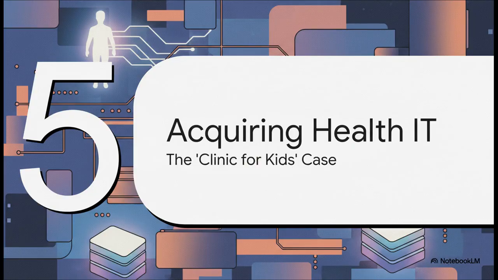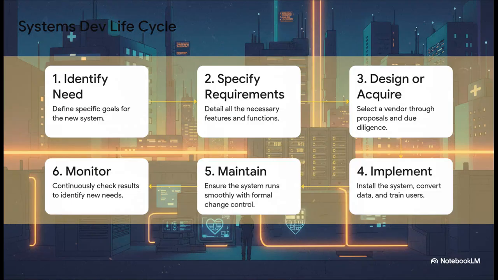Okay, so we've seen how all this tech works for a patient like John, but let's flip the script. How does a doctor's office or a hospital even choose one of these complex systems in the first place? Let's take a look at a quick case study. A small pediatric practice, the Clinic for Kids, that needs to get a new EHR. They can't just pick one out of a catalog. There's a formal process for this, called the Systems Development Lifecycle, or SDLC. It's a really logical 6-step loop.